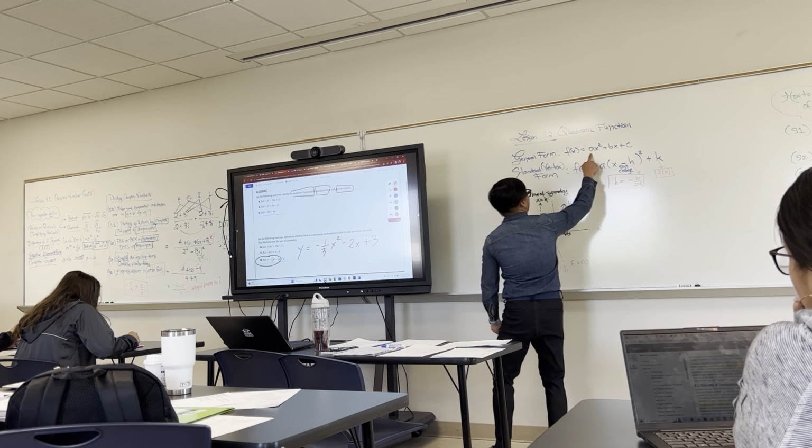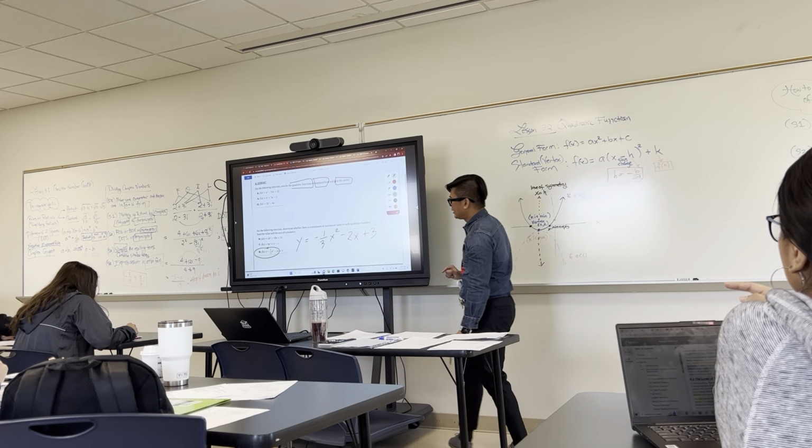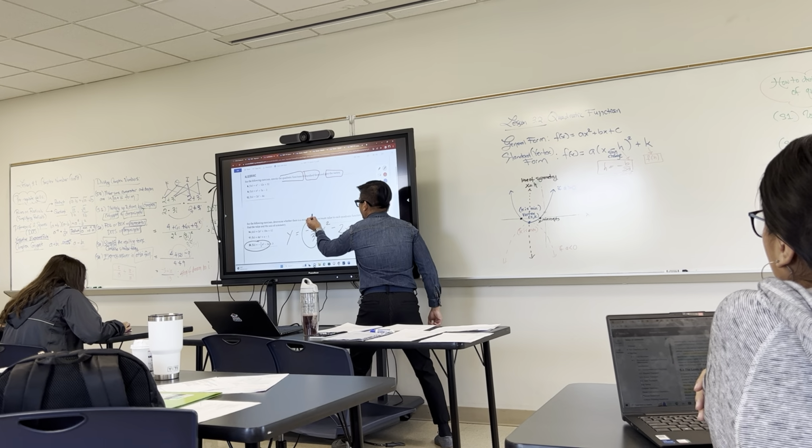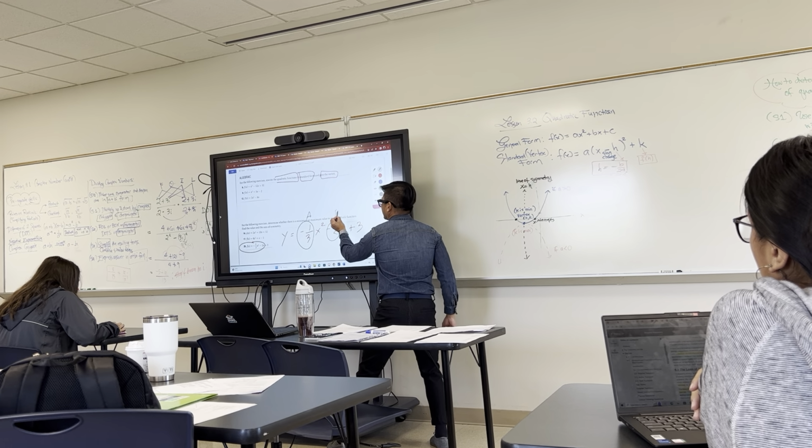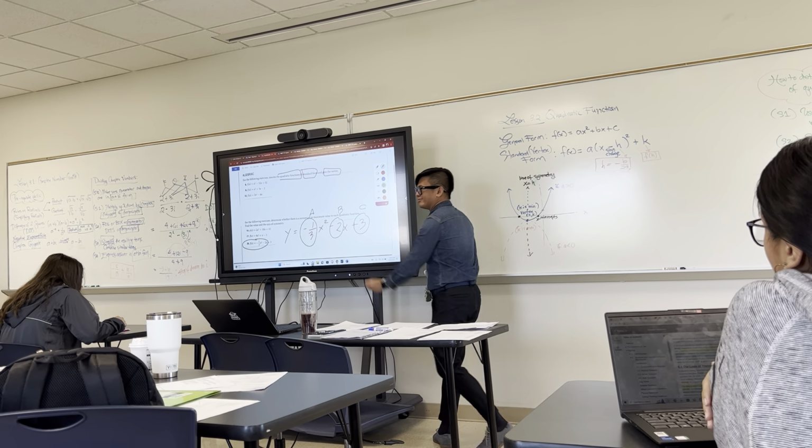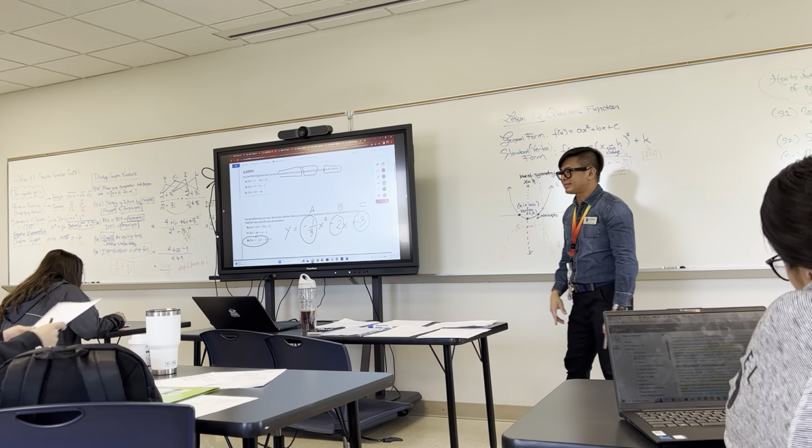So here, that's your A x squared, B x, plus C. The A would be negative 1/3. Very good. And then the B would be negative 2. Very good. And C would be 3. Very good. That's it, right? As quick as that.